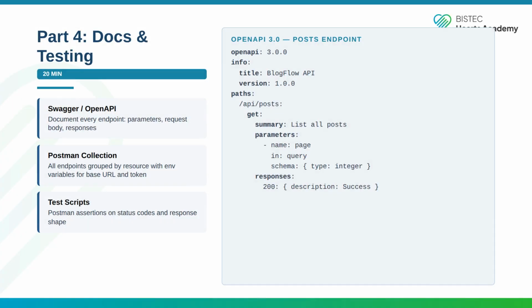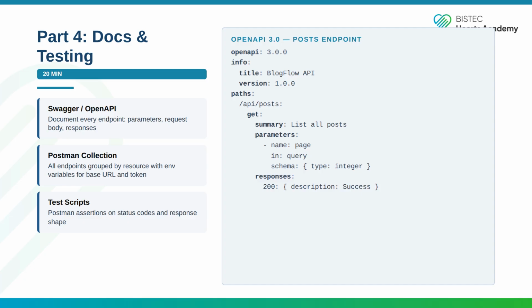Documentation is 20 minutes, and it matters more than most beginners realize. A working API that no one can figure out how to use is essentially useless. Swagger and OpenAPI let you describe your API in a standard format that tools can render into interactive documentation. Document every endpoint, what parameters it accepts, what the request body looks like, and what responses it can return for each status code.